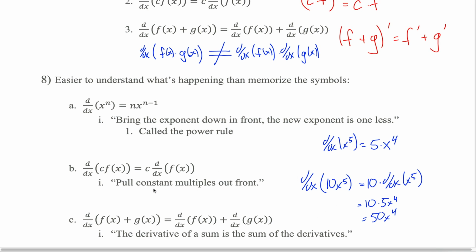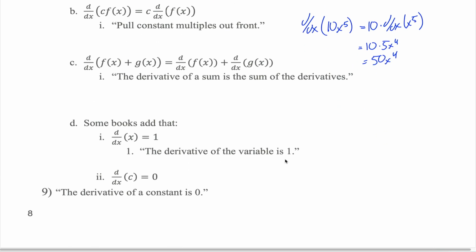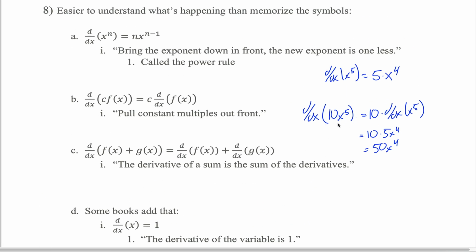Don't confuse this case down here where we pull constant multiples out in front with this case down here that says the derivative of a constant is 0. I don't know why that's indented so weird. If we were taking the derivative of 10, our answer would be 0. But up here, we're not taking the derivative of 10.